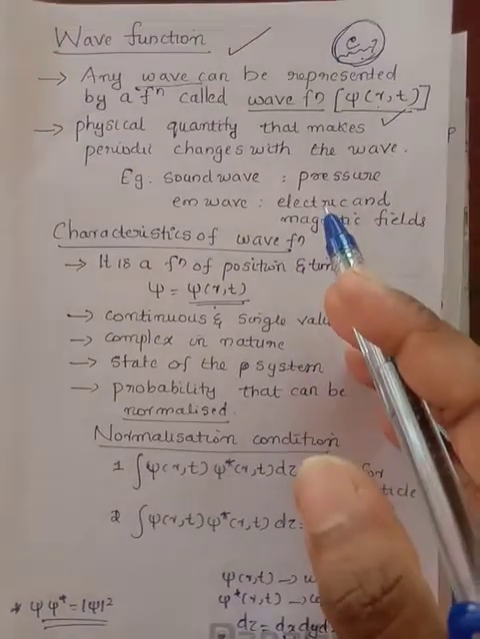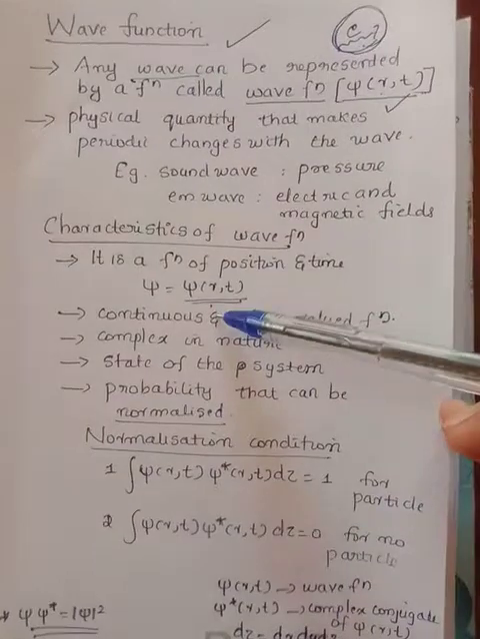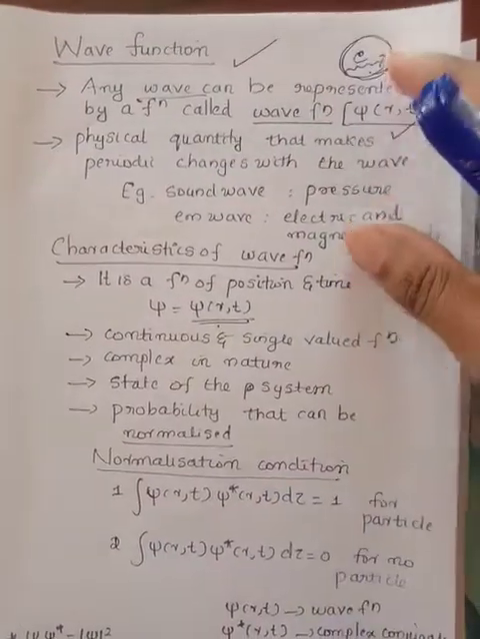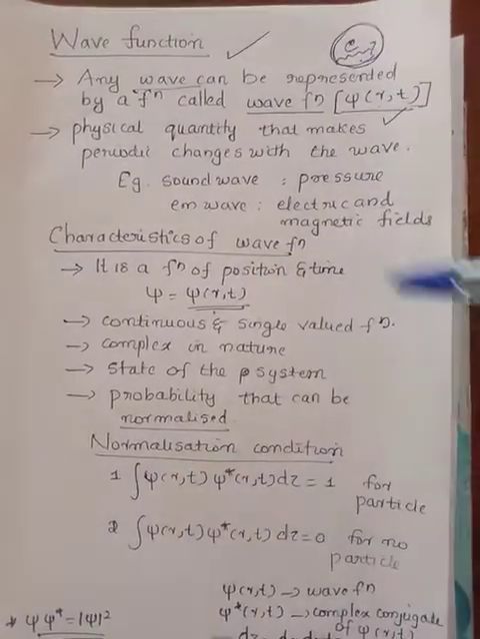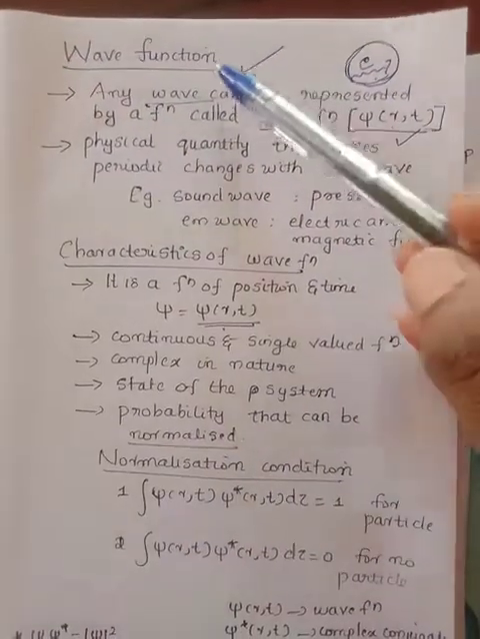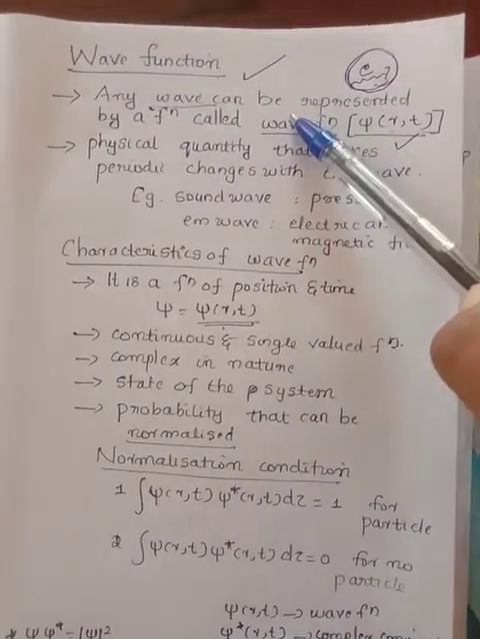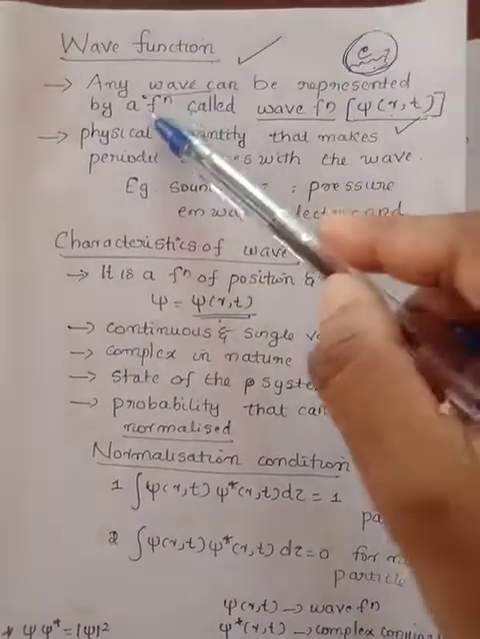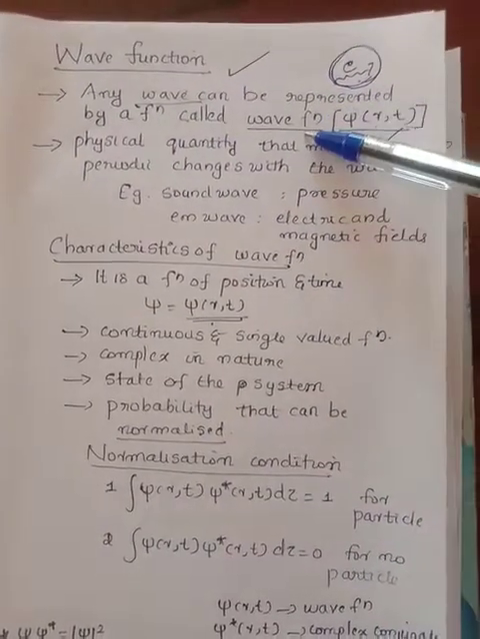Now the next topic of our chapter is wave function and its characteristics. It's an important topic. What is the definition of wave function and also some characteristics of wave function. First of all, what is this wave function? It is actually a function which is used to represent a wave. Any wave can be represented by a function called wave function. Simply, it is a function used to represent a wave.